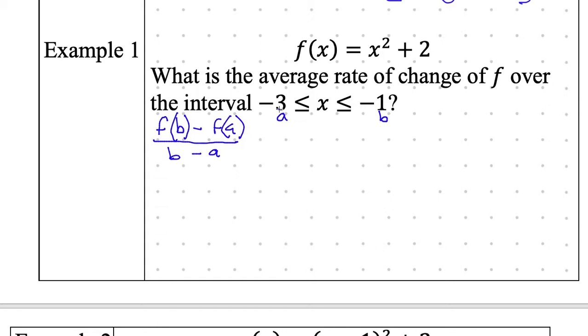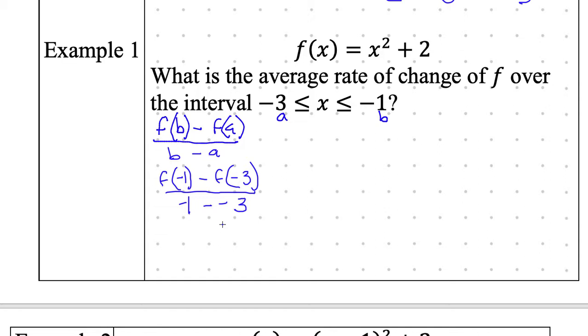Okay, so if I've randomly chosen A and B, then I start plugging this in. So this equation now becomes f of -1 minus f of -3, all of this divided by, and then B is -1, A is -3. I have the minus sign that I copy down, and then A is the -3. Now's the time to ask questions.